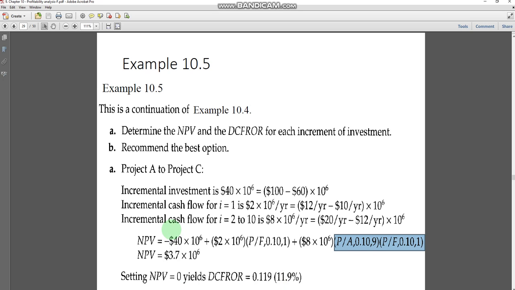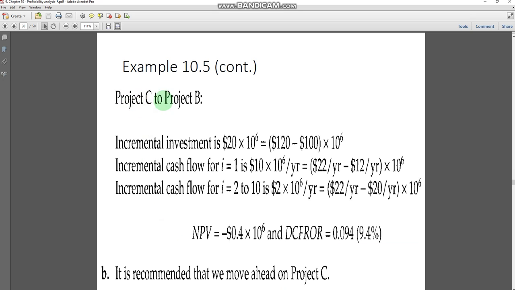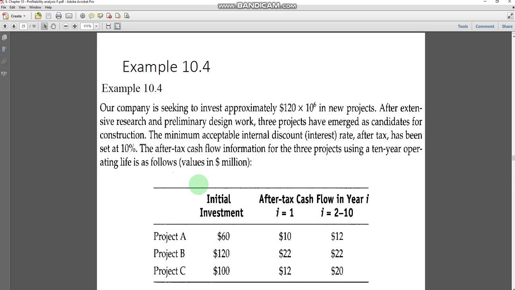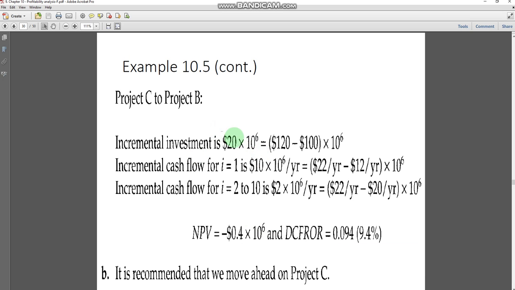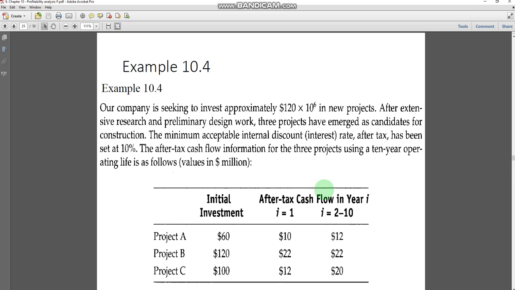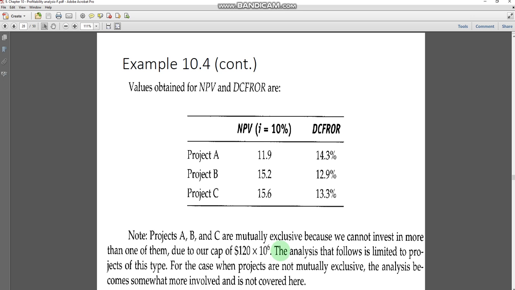Okay, now we have to do the same thing for the other alternative, project C to project B. So if you have invested some money into project C, and now you want to switch to project B, or you have $20 million that you can invest more, the increment is $20 million. The same procedure that you adopted here, you have to do again. So the difference of the increment is $20 million. Incremental cash flow for the first year: you can see this one is 22, and this one is 10. So basically it is $12 million for the first year.